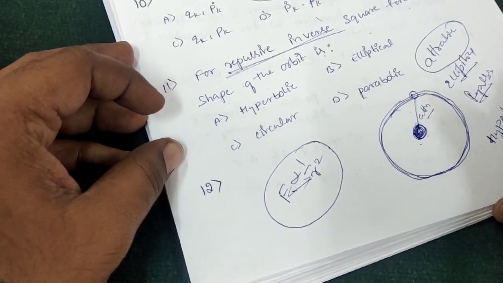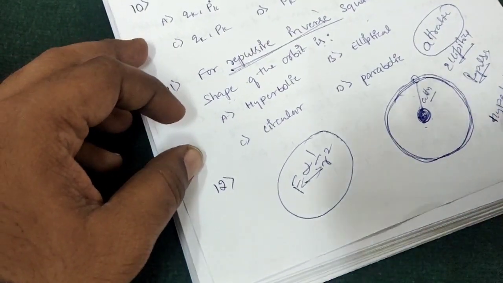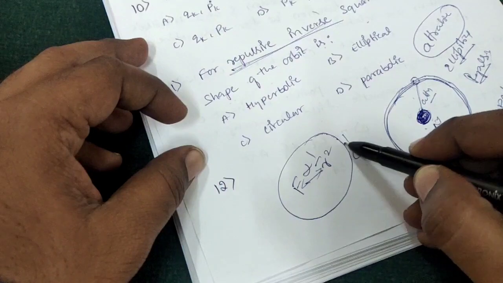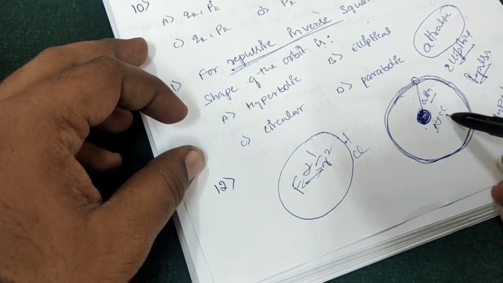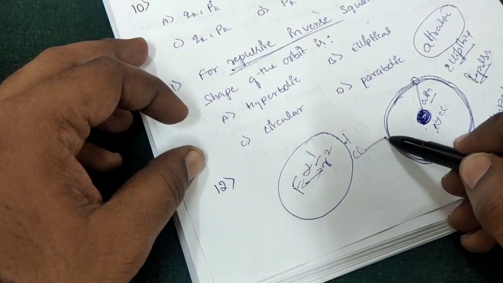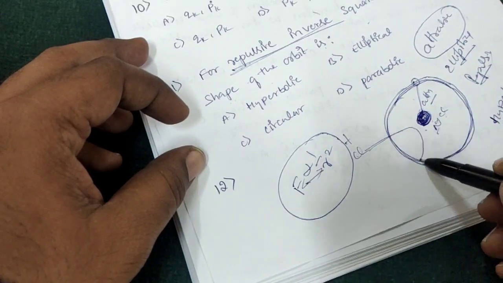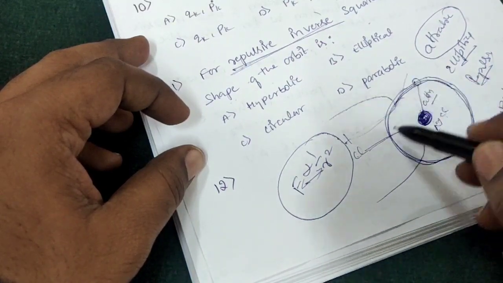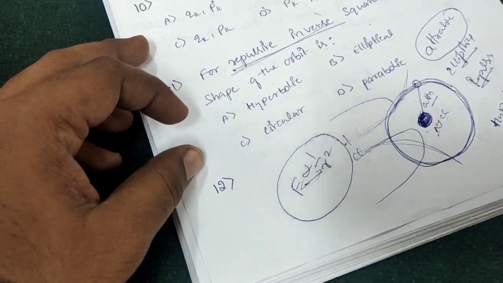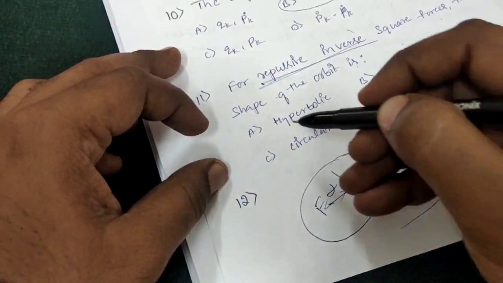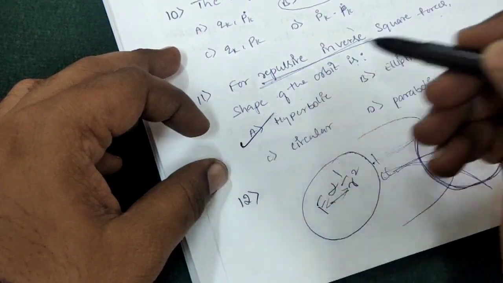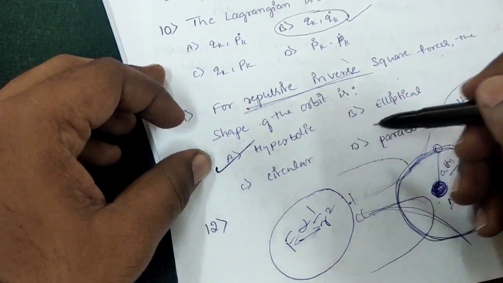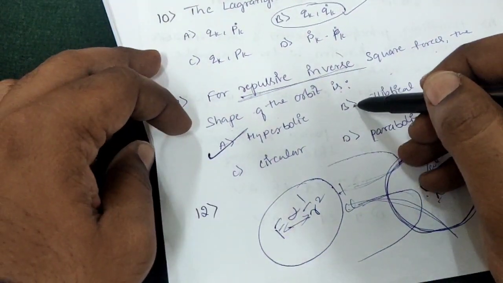Why? The best example is a nucleus at the center, and consider a positively charged alpha particle. The nucleus is also positively charged. When the alpha particle comes very close to the nucleus, it gets repelled, so it forms a hyperbolic path. Therefore the answer is hyperbolic. If the force is repulsive, it forms a hyperbolic shape, and if the force is attractive, it forms an elliptical one.